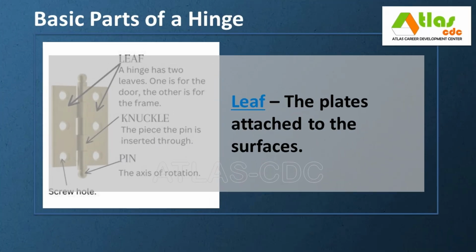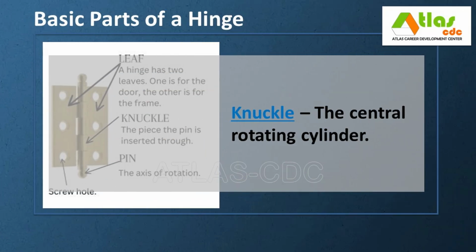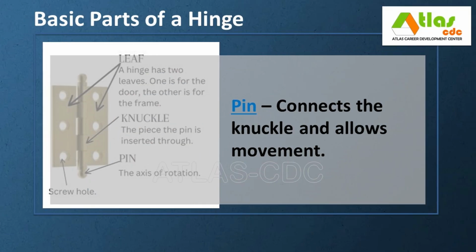Let's take a look at the basic parts of a hinge. The leaf is the plate attached to a door or frame. The knuckle is the central rotating cylinder. And the pin is the one that connects the knuckle and allows rotation.